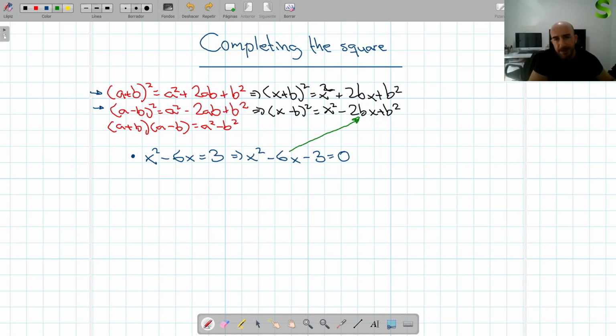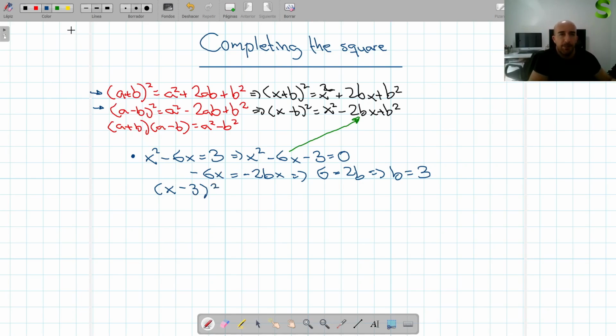Okay, so if I identify those terms, we immediately see that minus 6 is going to be equal to minus 2b, so 6 equals 2b, basically. Okay, so minus 6x equals minus 2bx. So basically 6 equals 2b. Okay, so b equals 3. Okay, so the quadratic I'm looking for is going to be (x minus 3) squared.